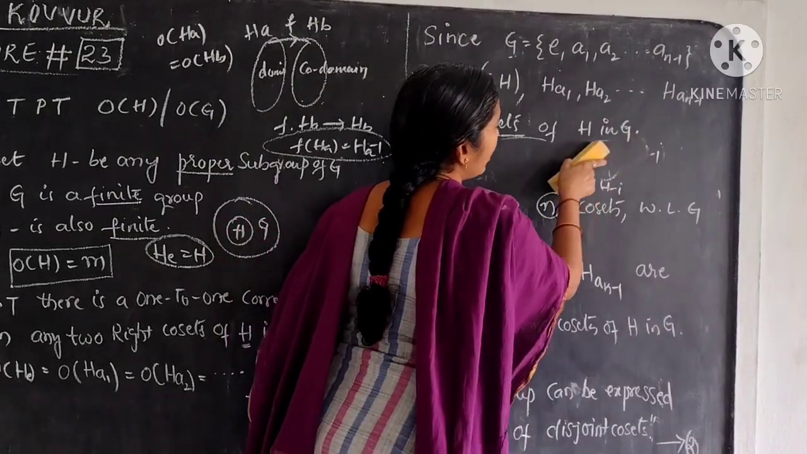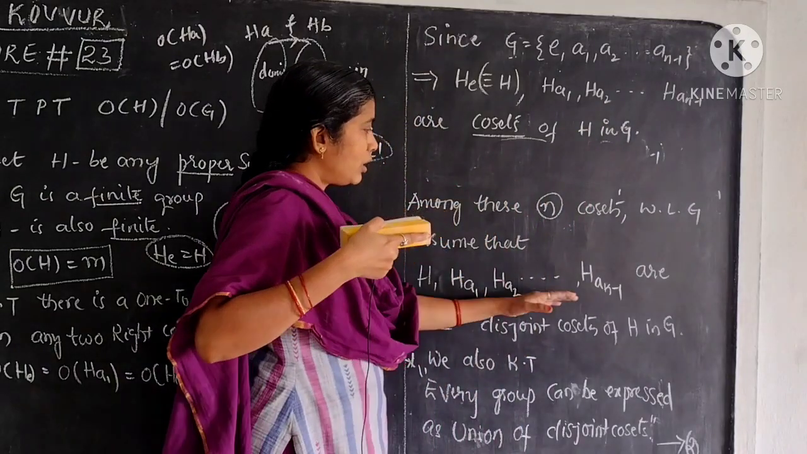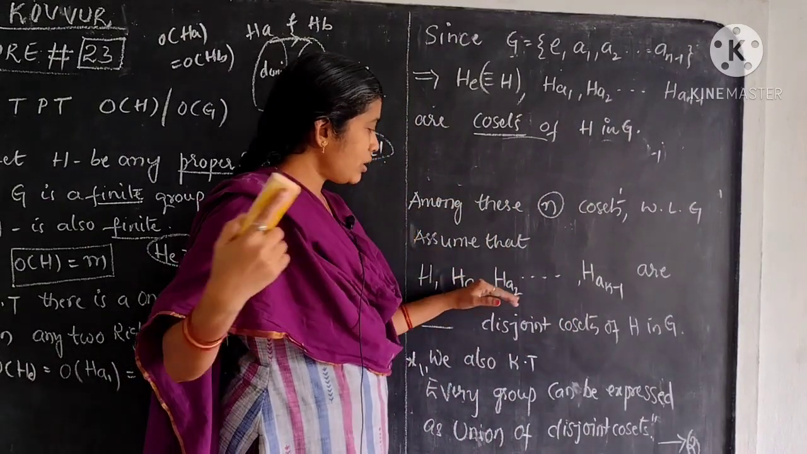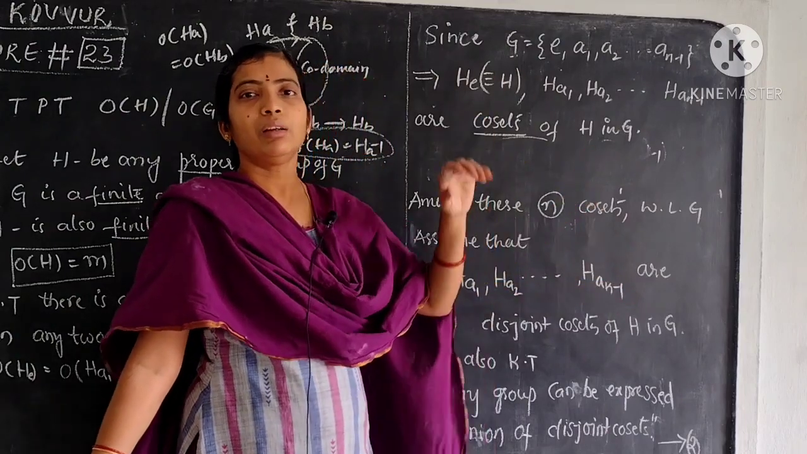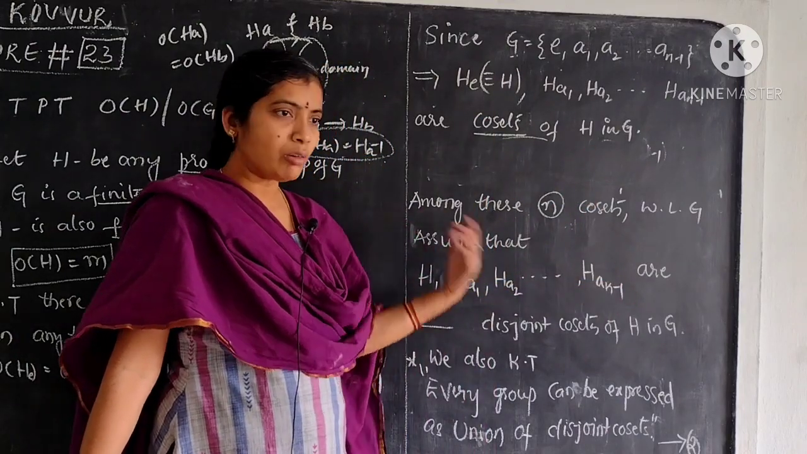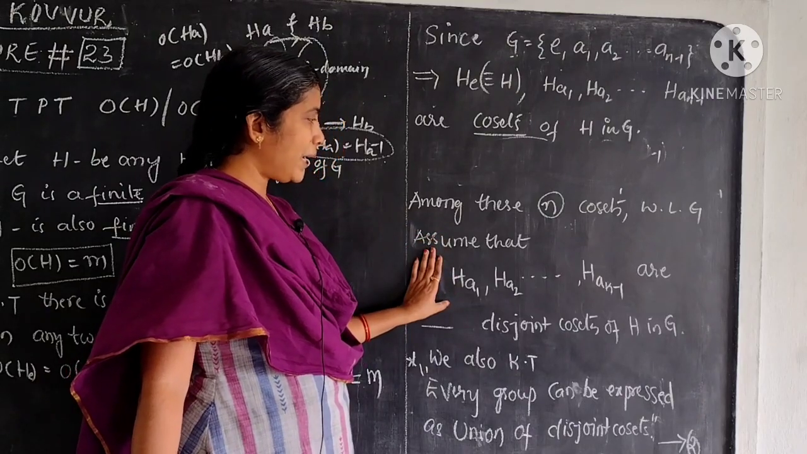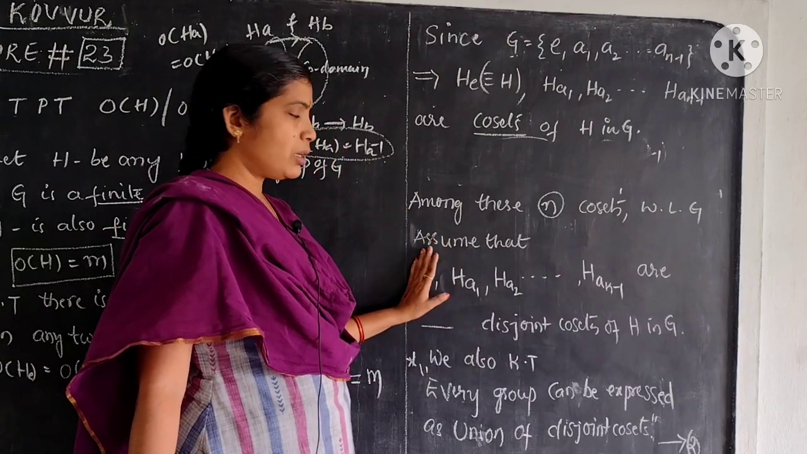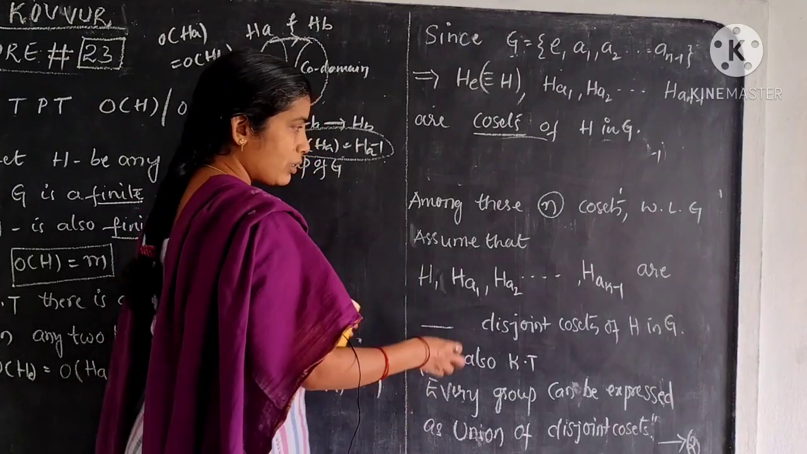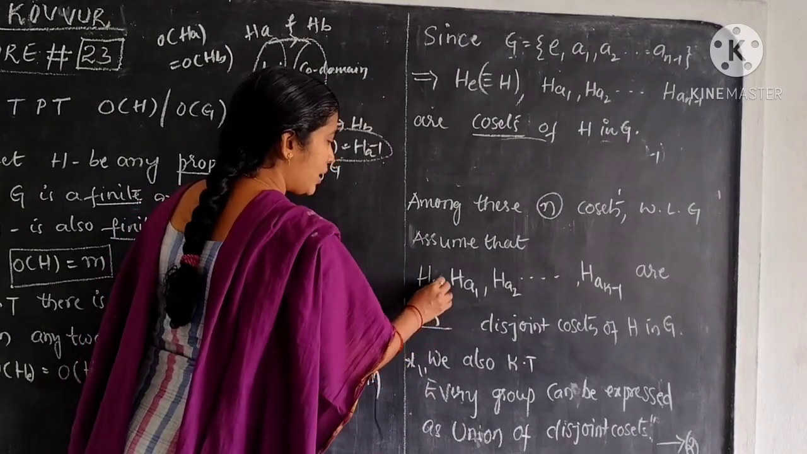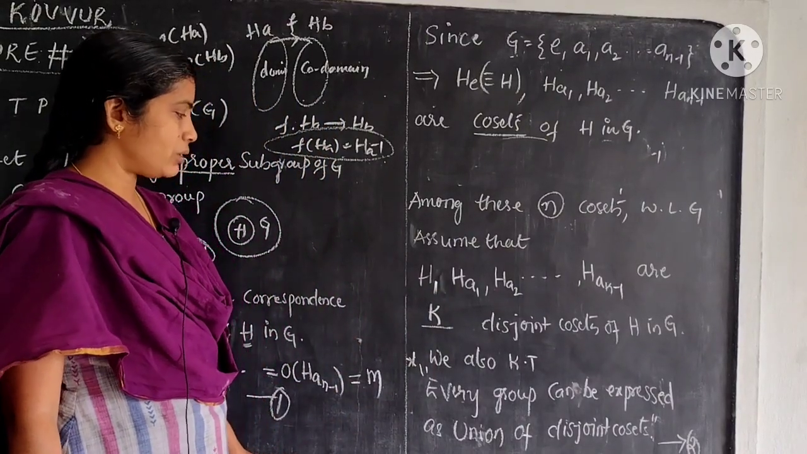Let us, for our convenience, say that among these n cosets, H, Ha1, Ha2 and so on, Ha(k minus 1) are the disjoint cosets. Now count them. How many are there? From this we can count k minus 1 right cosets, and including H, there are k disjoint cosets of H in G.